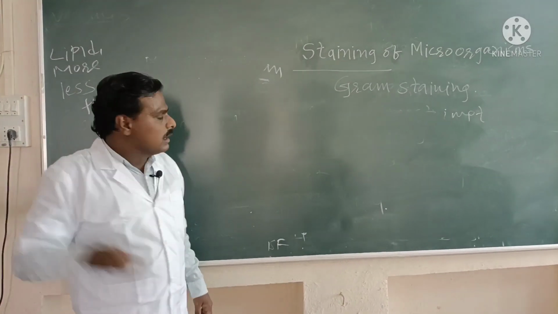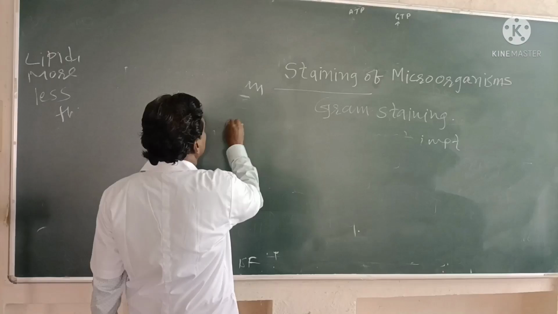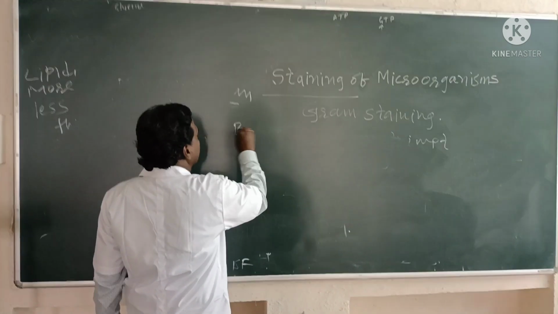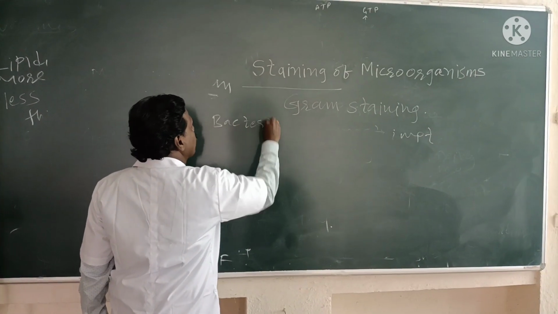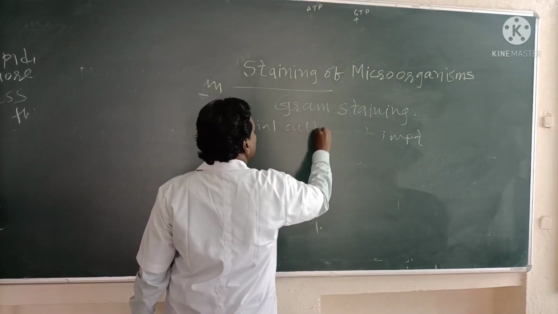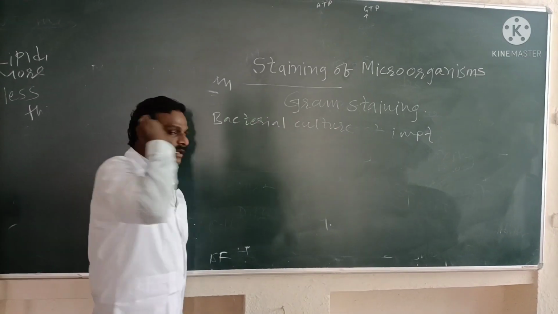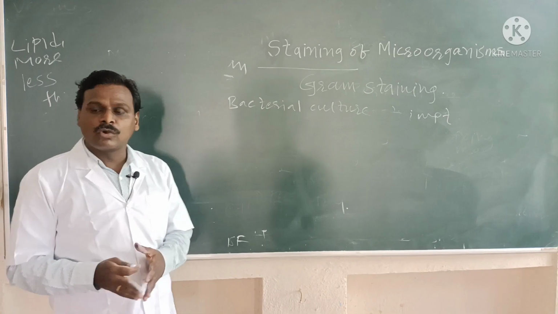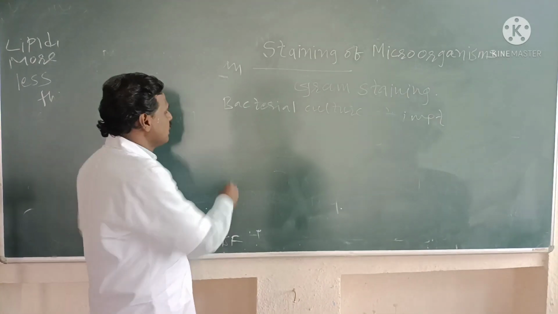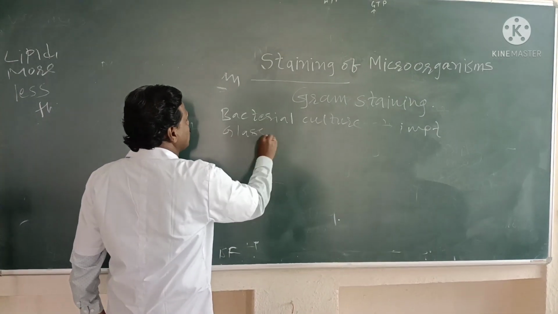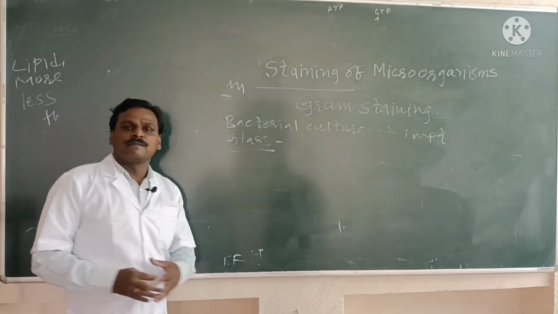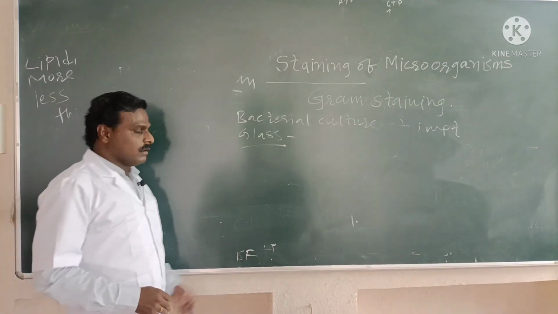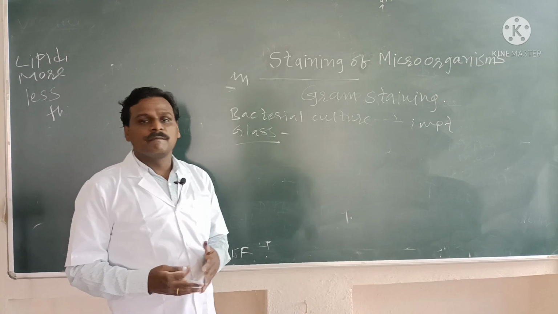For this gram staining, you need a bacterial culture for the preparation of the smear. Then we need all the requirements: a biolope, bacterial culture, microscope, and glass slides. All these requirements must be with you, and then we have to prepare the bacterial smear.